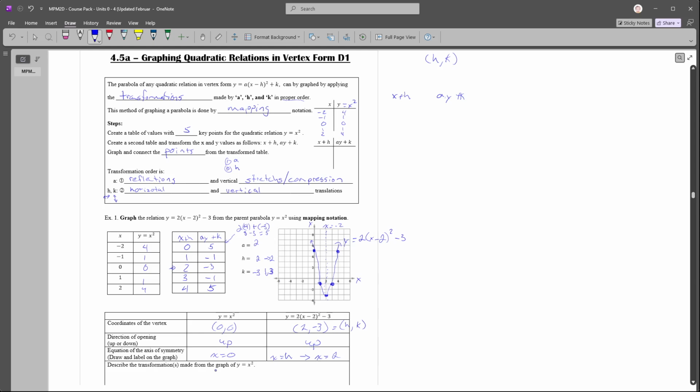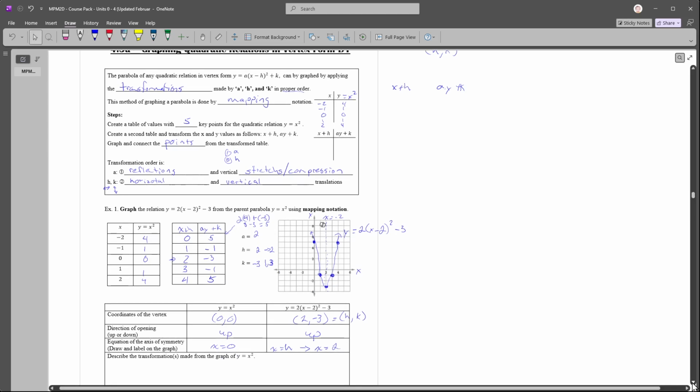Great. So now we have to describe all of the different things that happened. Now, what I want from you is to keep it as simple as possible. That means I want a bullet point for every transformation that occurred. So we start with the first one, reflections. Was there a reflection? There was not, so we don't have to say anything. Was there a stretch? Absolutely, there was a stretch. There was a vertical stretch by a factor of 2.